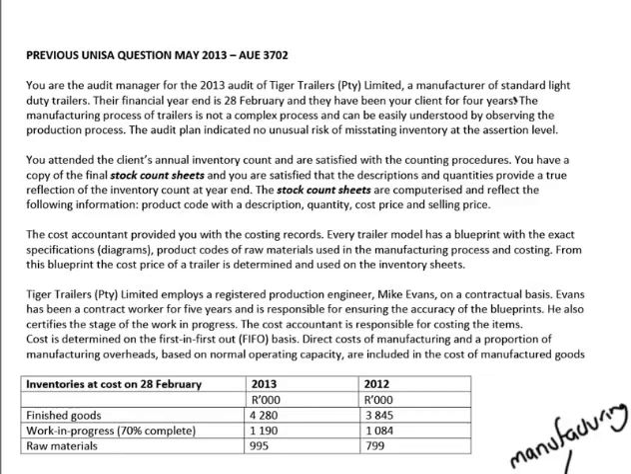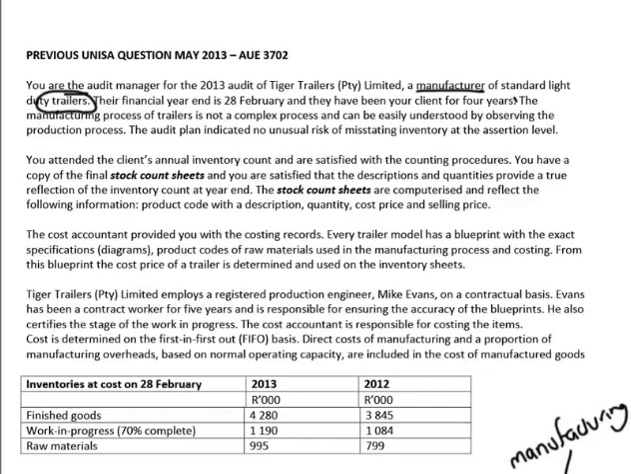So it says, you are the audit manager for the 2013 audit of Tiger Trailers Pty Limited, a manufacturer of standard light duty trailers. So obviously trailers is what we are going to need to be basing our substantive procedures on. Their financial year end is the 28th of February and they have been your client for 4 years. The manufacturing process of trailers is not a complex process and can be easily understood by observing the production process.